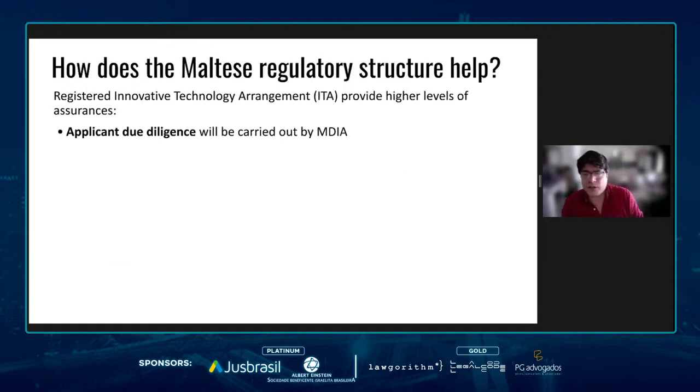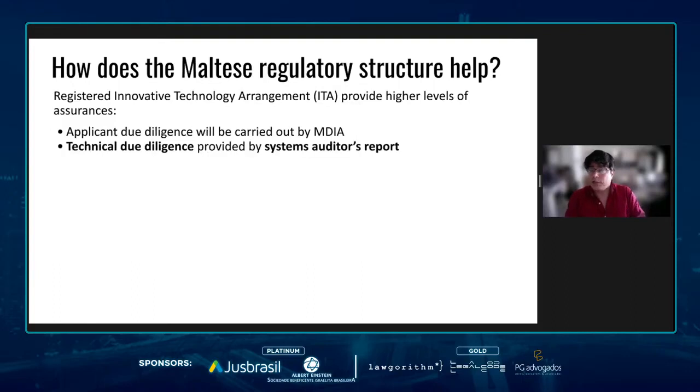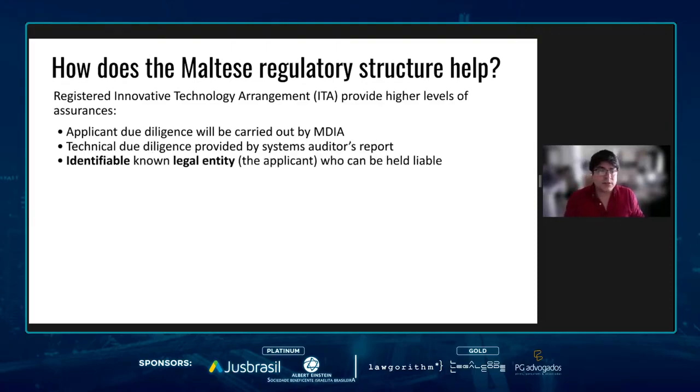Now, how does this structure help? We're giving applicant due diligence, so there's a known identifiable party behind the system who can be held liable if required. There's technology due diligence being done by the system auditor, reaching a level of assurance that the system is implementing what it says on the box.